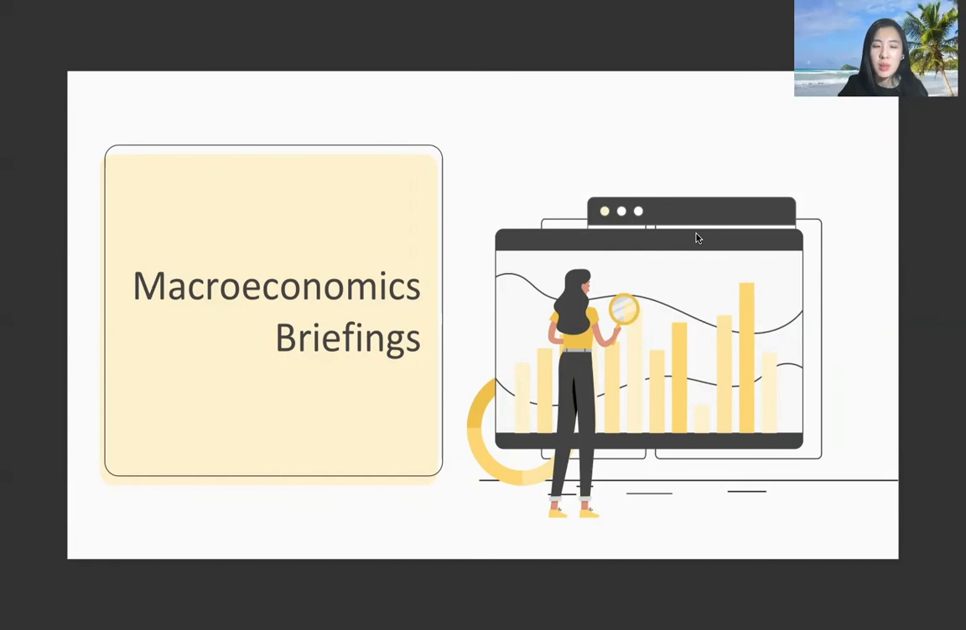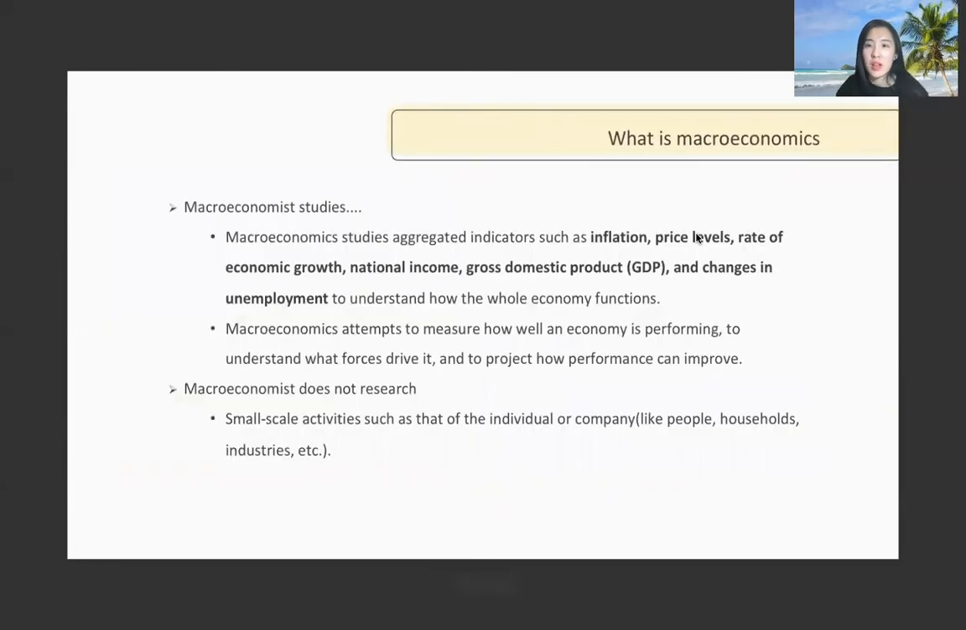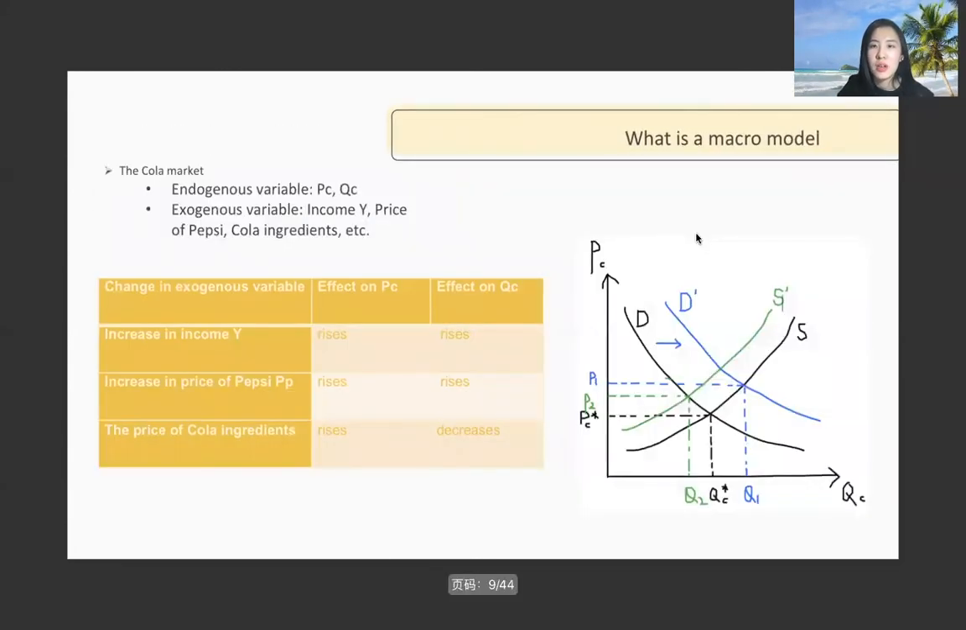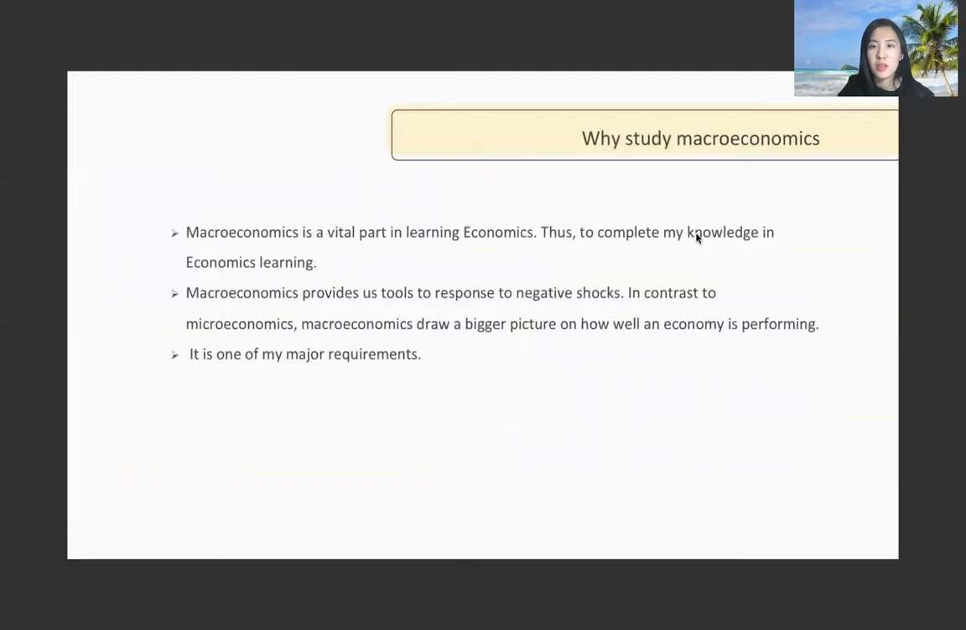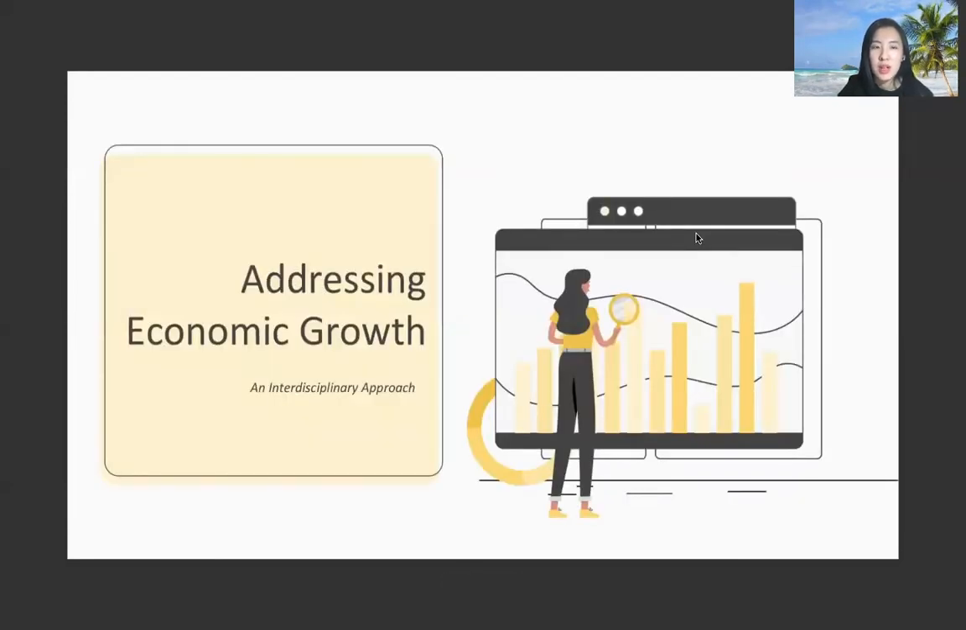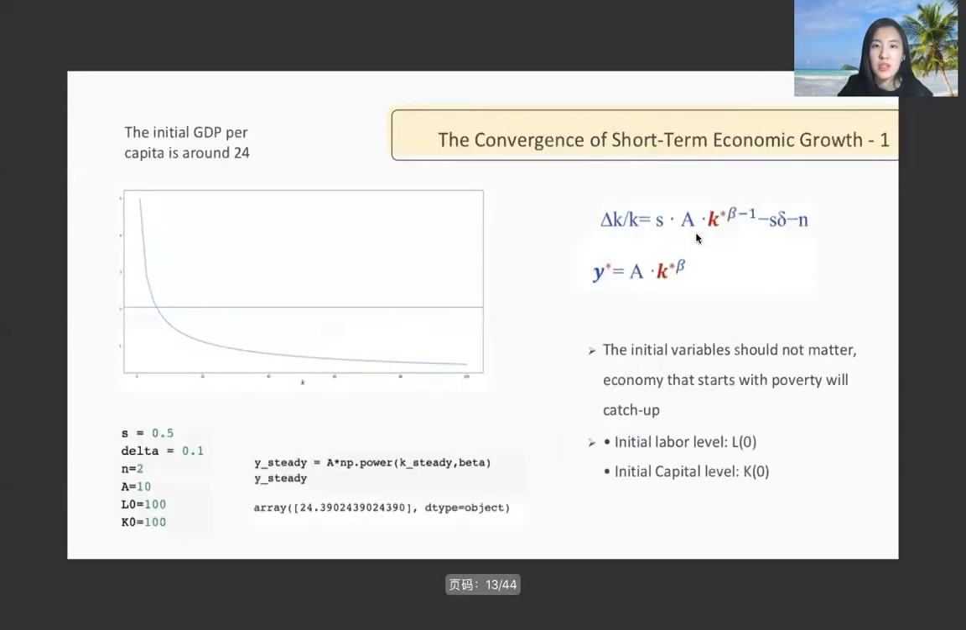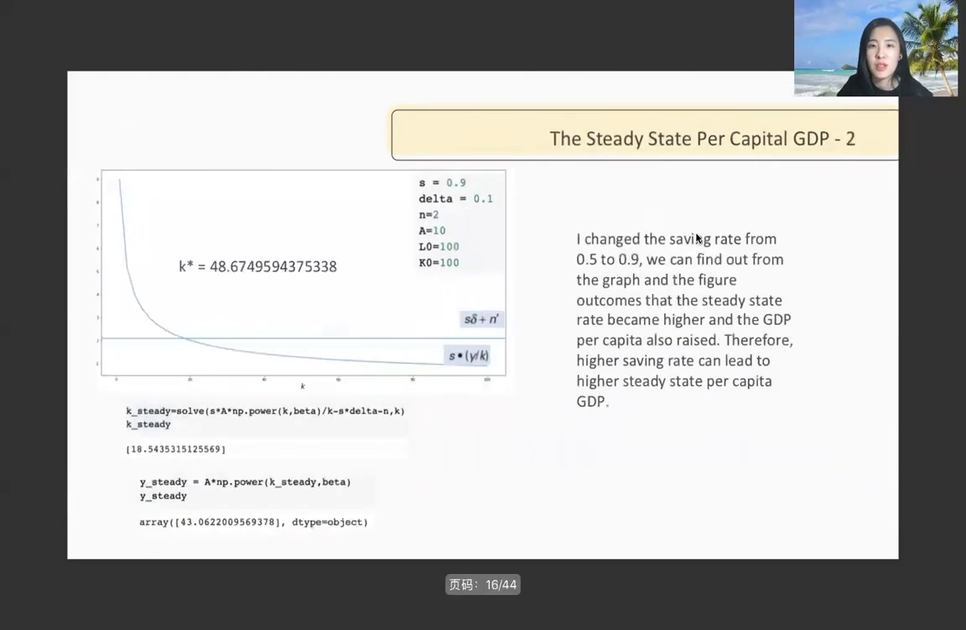First is the macroeconomics briefing. We talk about what macroeconomics is, what macrodata and macromodels are, and why we study macroeconomics. The second one is addressing economic growth. We talk about GDP and we did some simulations of, for example, the convergence of short-term economic growth to the steady state per capita GDP.